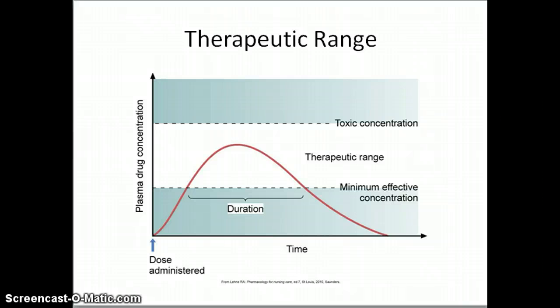Our therapeutic range becomes what I call, are they in that level where that medication is going to work at its best? We talk about the doses administered, how long it's therapeutic, or how long its effect is seen in the body. And that, again, can be affected by their blood concentration, by their kidney and liver function. A therapeutic range of a medication occurs between the minimum, where it barely works, and the maximum, where it's almost to the point of toxic concentration.